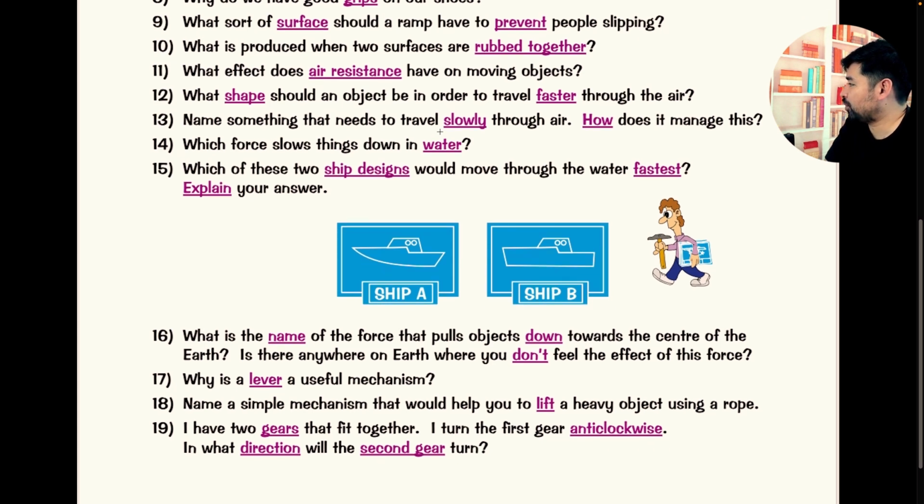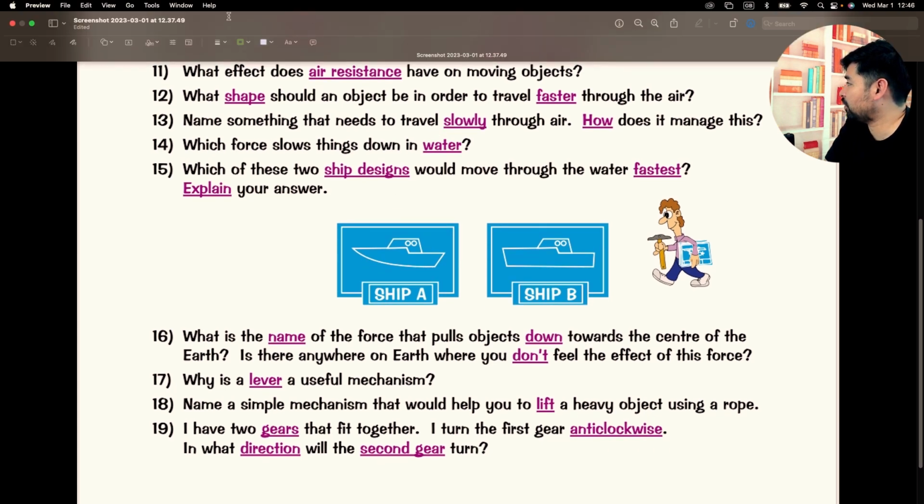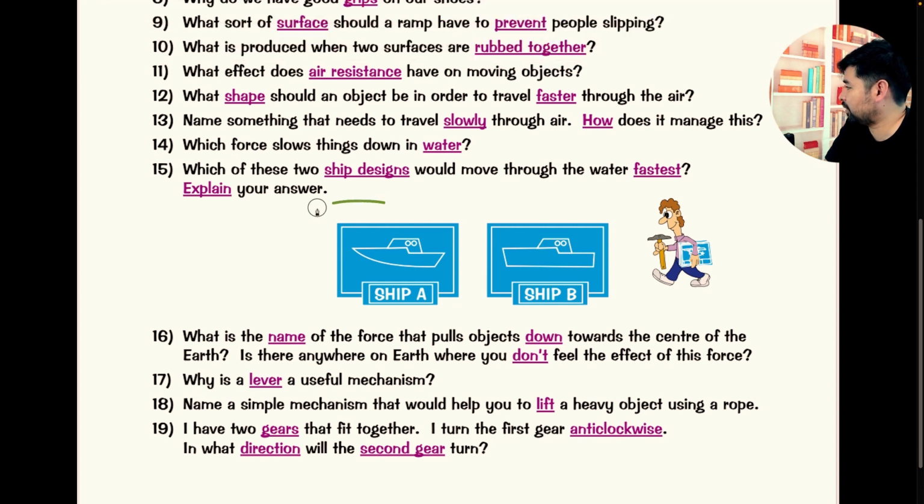Which of these two ship designs? Teacher, I don't know. What is a ship? This big boat. This is a ship, okay? Which design would move through the water fastest? We have two designs here, right? We have this pointy, narrow one, and we have this square one here. Which of the designs do you think would be faster in the water? Okay? And explain your answer. So give this 15, give an explanation.